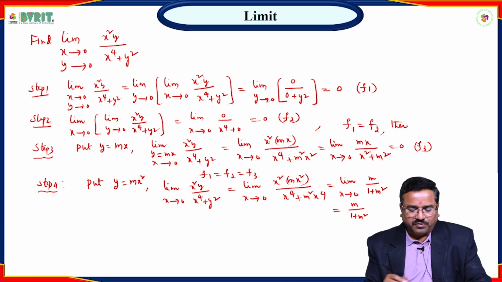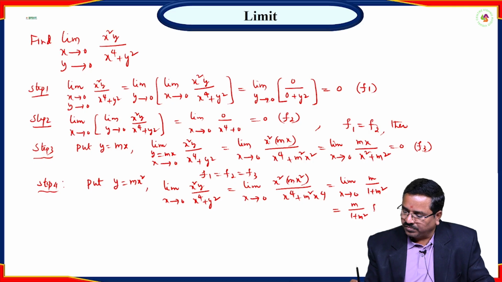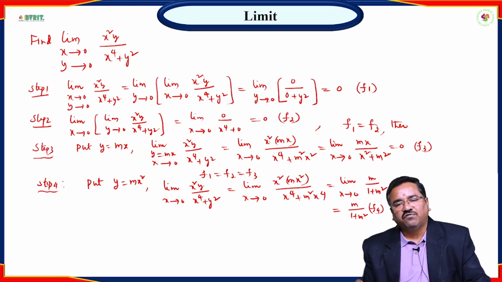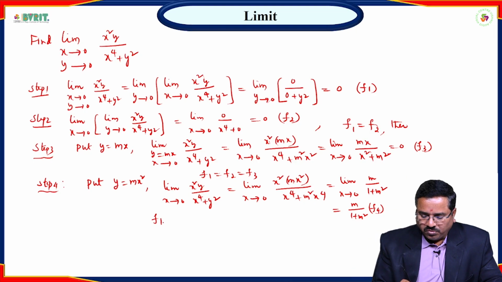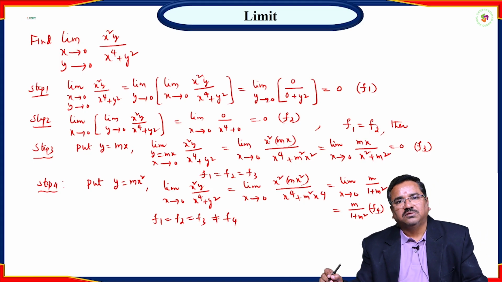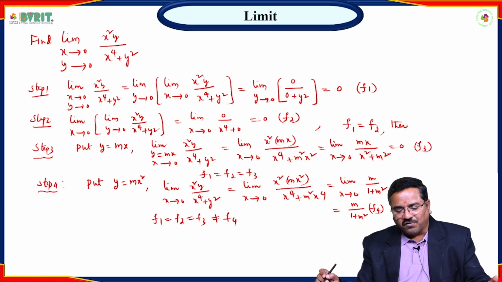Suppose, for example, if you take y is equal to x square, then by substituting you will get a particular answer. For different values of the path you will get different answers. So this is f4. Now look at this, we will get a different value for different m values. So f1 equal to f2, f3 equal to f3, but not equal to f4. Why? Because along this path y is equal to mx square, we got a different answer. So it is path dependent. It should be path independent for the limit to exist.